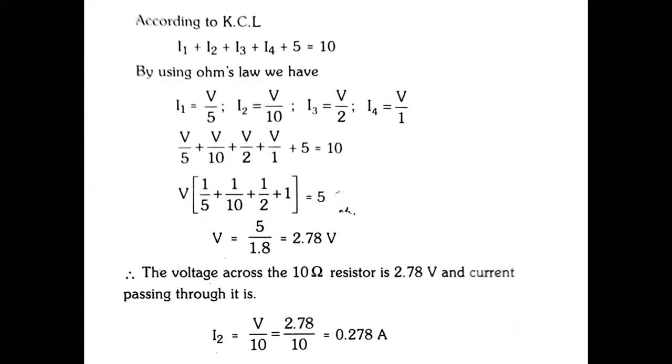So the voltage across the 10 ohms resistor is 2.78 volts and the current is 0.278 amperes.